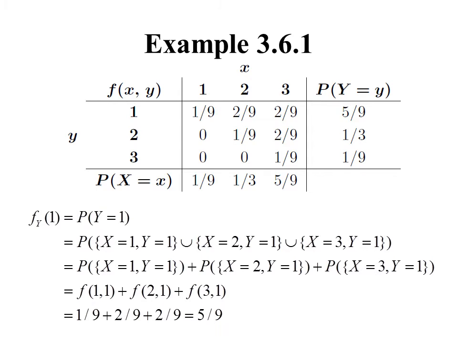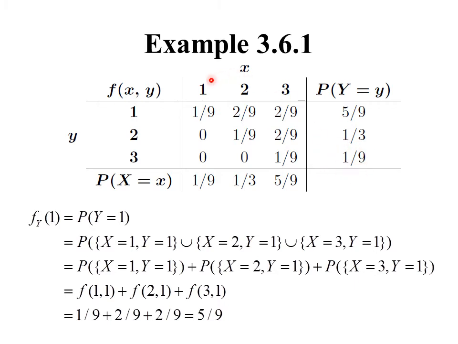Now, if you note what we did here to calculate that probability, we simply added up the numbers in this row, and we put that sum over here in this right-hand column. Likewise, if we want to find the probability that y equals 2, we can add up these numbers, and we'll put that sum there. If we want to find the probability that y equals 3, we'll add up those numbers, and we put the sum there.